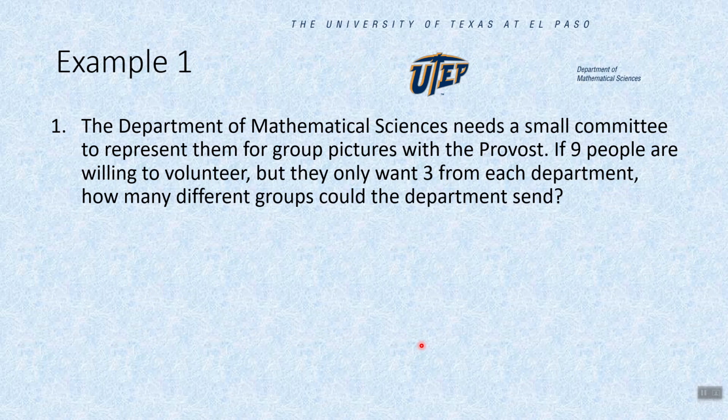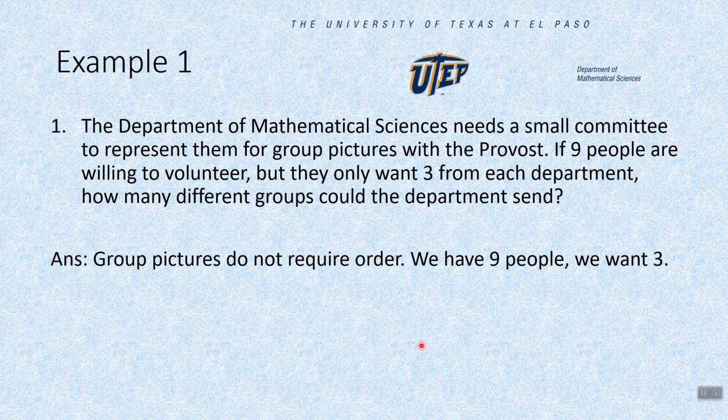So let's look at an example. The Department of Mathematical Sciences needs a small committee to represent them for group pictures with the provost. If 9 people are willing to volunteer, it's a good day at the math department, but they only want 3 people from each department, or else we'd be overwhelmed with probably biology people in the picture. Not gonna lie. How many different groups could the department send?